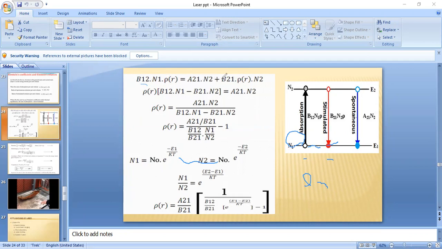Two terms on the right-hand side represent downward transition. If you simplify that expression, substituting rho of R will give us this expression. Furthermore, you could divide the numerator and denominator by N2, and simplify it like that: (A21 by B21) divided by (B12 by B21 multiplied by N1 over N2 minus 1). That's the rho of R that has been derived by assuming the physical system is under thermal equilibrium condition.